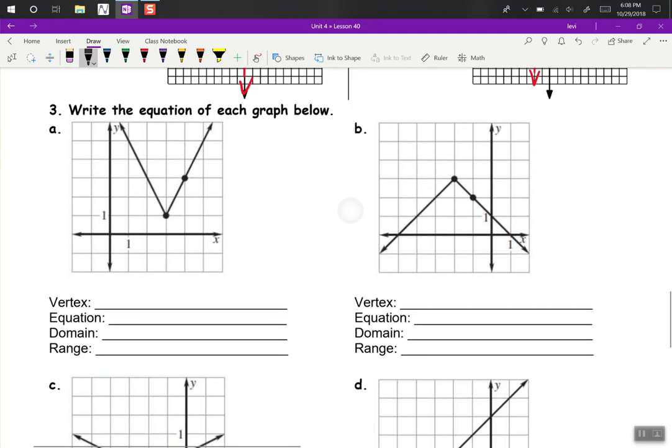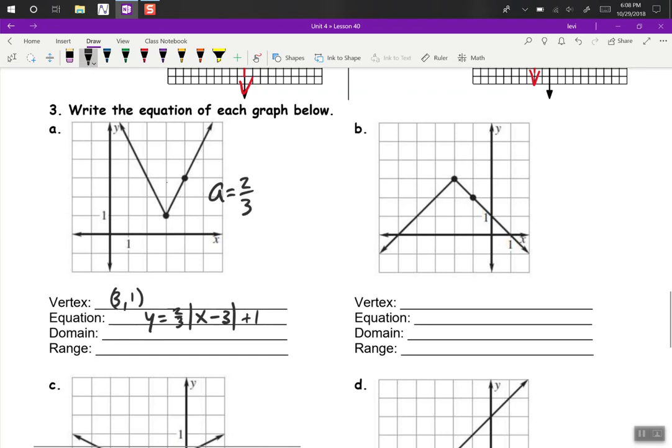Write the equation of these graphs. So our vertex here is 3, 1. The equation is going to be, well, our slope is 2/3, right? So our a value is up 2, right 3, right? And so our equation is going to be y equals a, right? 2/3 times the absolute value of x minus, this point is 3, 1, right? So minus 3, and then plus 1.